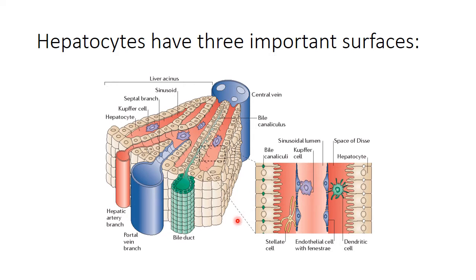The other surface is the canalicular surface, which accounts for about 15% of the hepatocyte surface, and it is where the hepatocytes are in contact with bile canaliculi, as we can see here. So for this hepatocyte, this is the sinusoidal surface, and this is the canalicular surface. A bile canaliculus is formed by the exact apposition of two shallow grooves on the surface of adjacent hepatocytes.